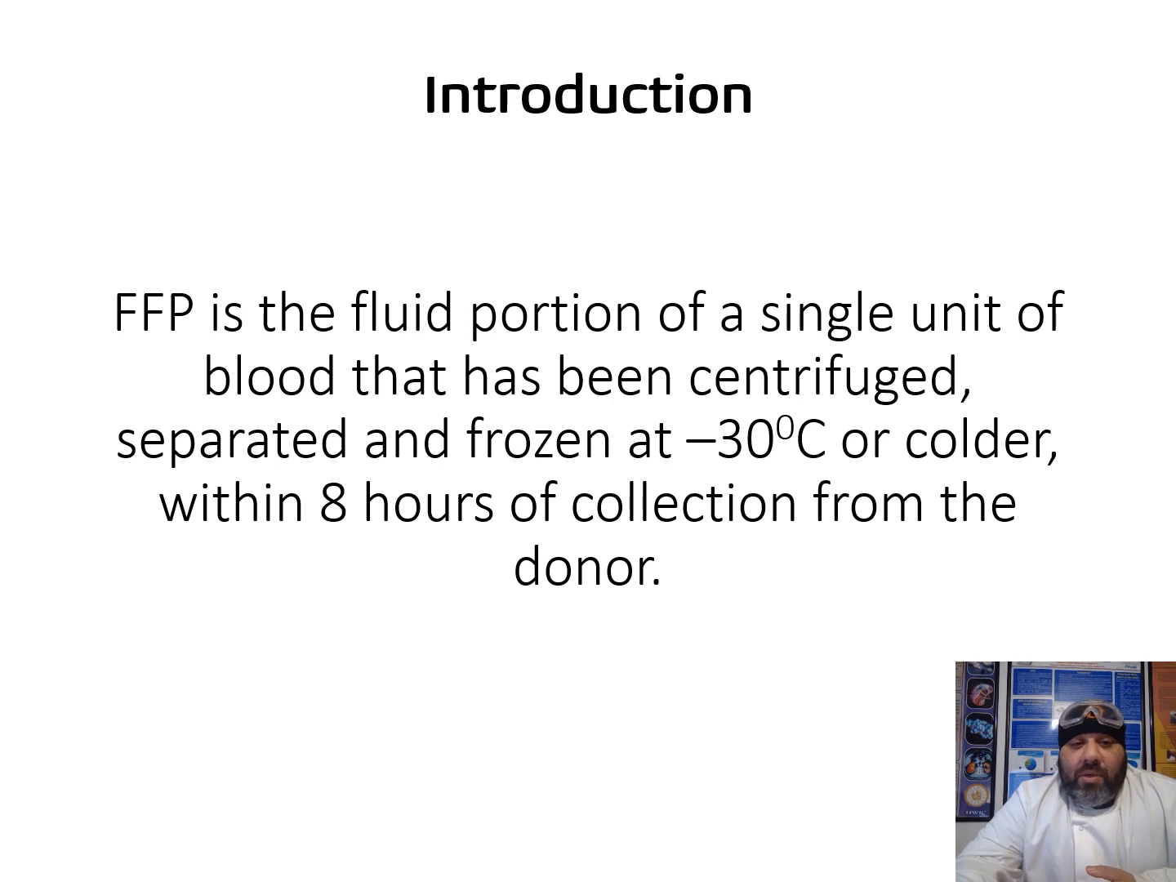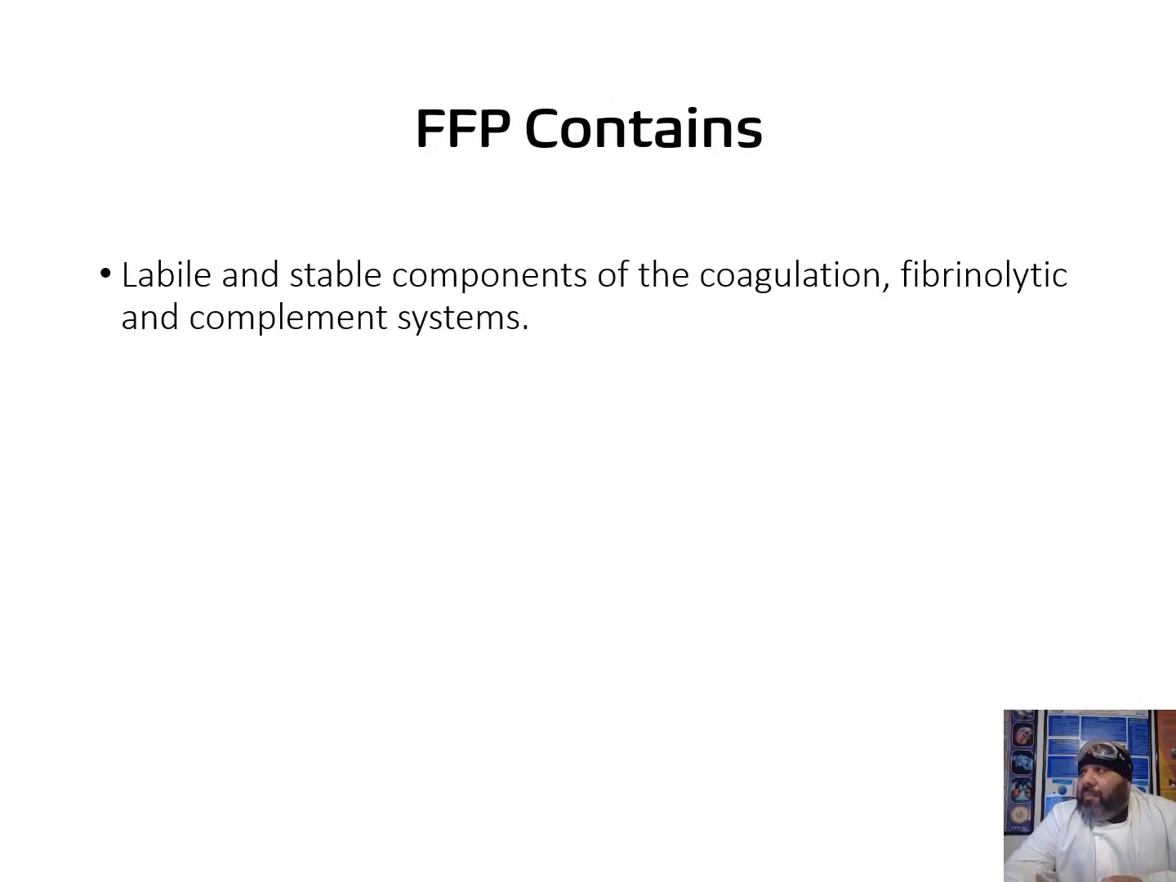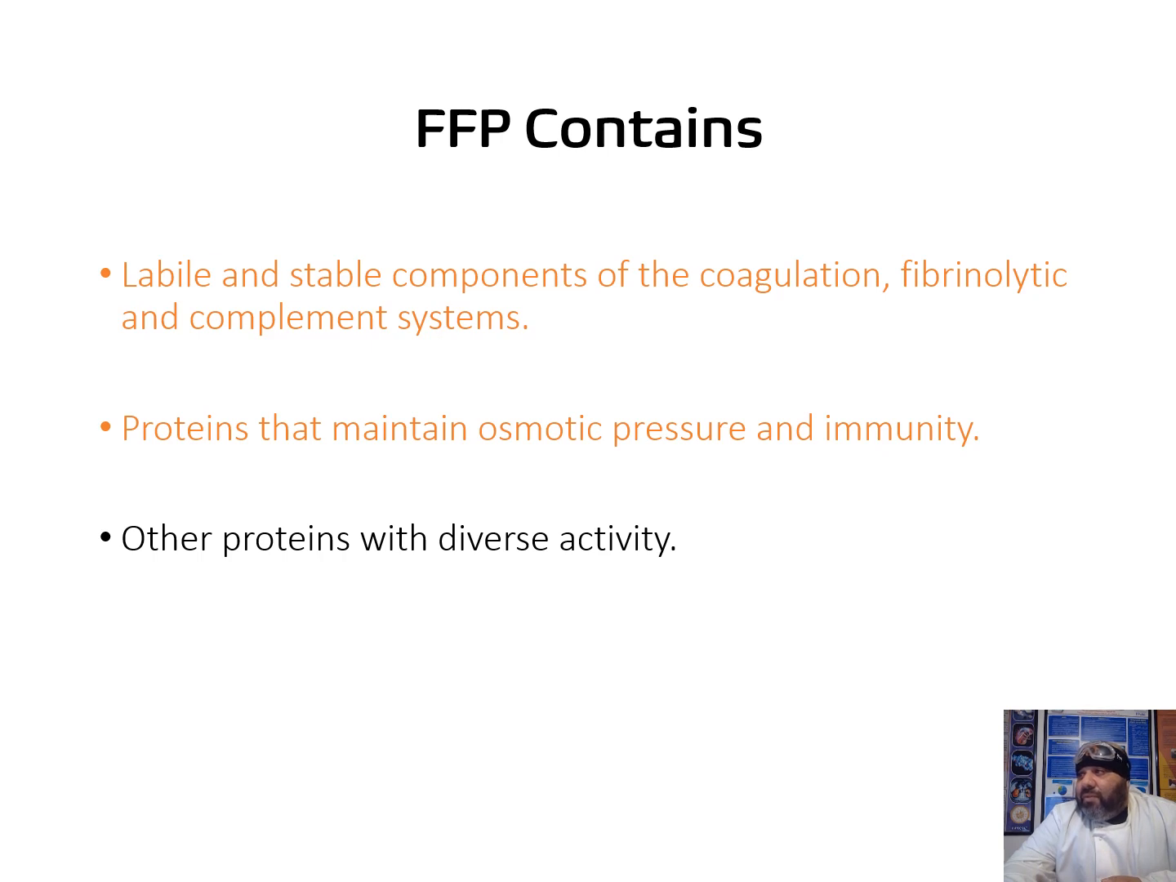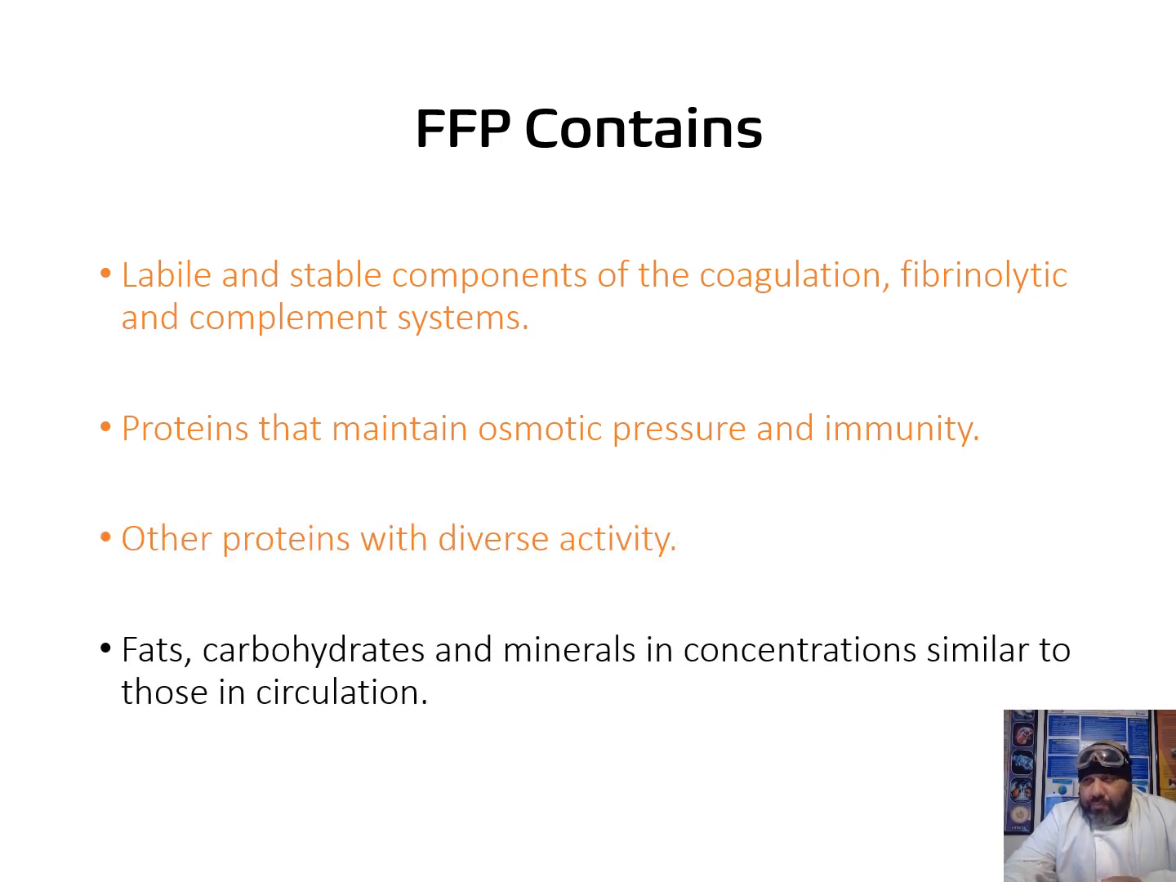Fresh frozen plasma, or FFP, is the fluid portion of a single unit of blood that has been centrifuged, separated and frozen at minus 30 degrees or colder within 8 hours of collection from a donor. FFP contains labile and stable components of the coagulation, fibrinolytic, and complement systems, proteins that maintain osmotic pressure and immunity, and other proteins with diverse activity, and also fats, carbohydrates, and minerals in concentrations similar to those in circulation.